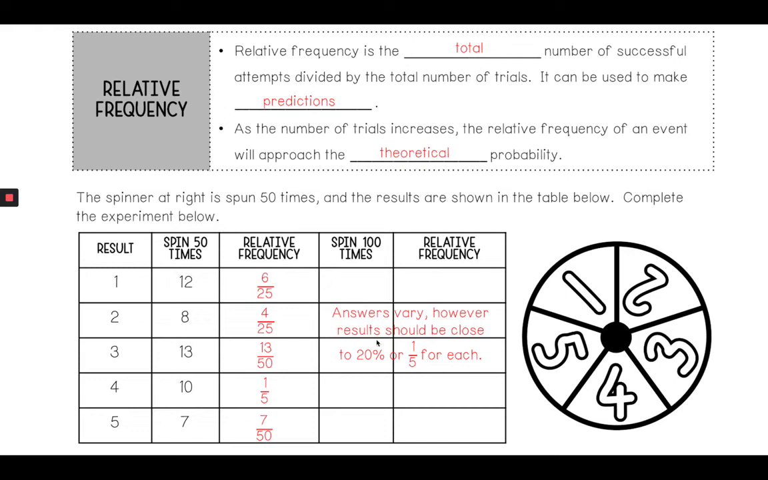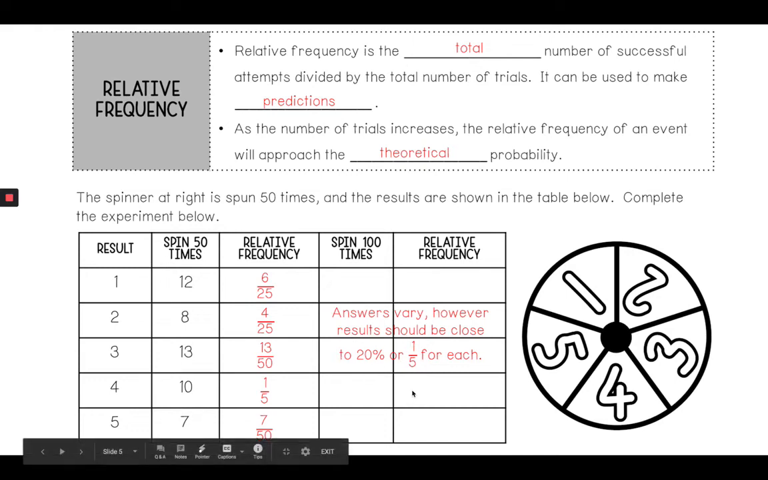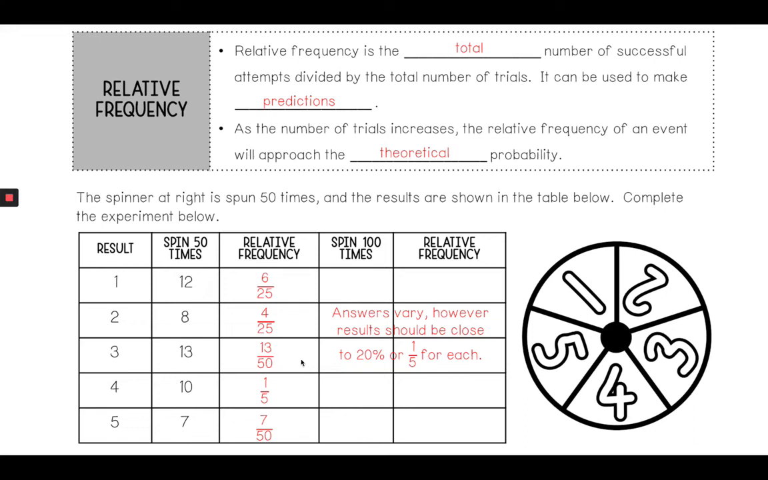But you'll notice here that all of the results are getting really, really close to 20% or 1/5, which this one right here is exactly 1/5. And then if I were to spin it 100 times, it would get closer and closer, which I'll show in more detail in another video. But when you use experimental probability and you make more and more attempts, it'll get closer and closer to the theoretical probability.